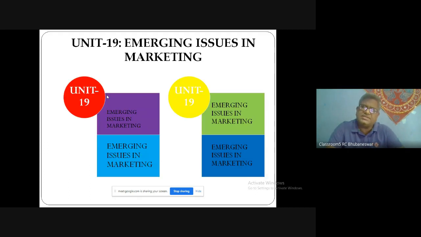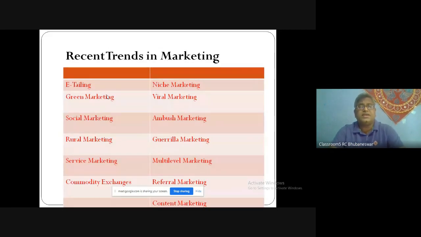And the last topic is the different emerging issues in marketing. What are the issues and what are the new concepts of marketing that arise? Relationship marketing is there, service marketing is there. But apart from this, some other ways of marketing have evolved: e-tailing, green marketing, social marketing, rural marketing, service marketing, commodity marketing, niche marketing, viral marketing, ambush marketing, guerrilla marketing, multi-level marketing, referral marketing, and content marketing. We have to discuss them one by one.